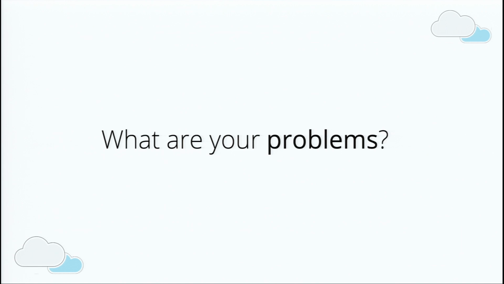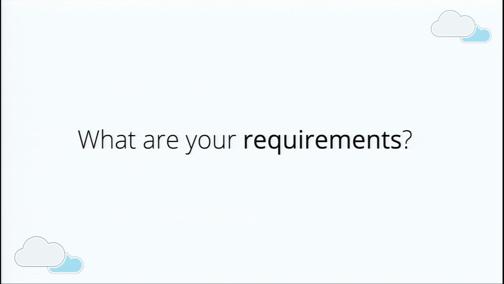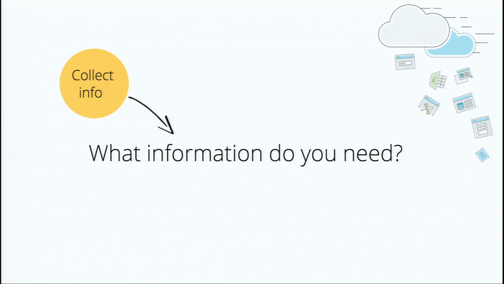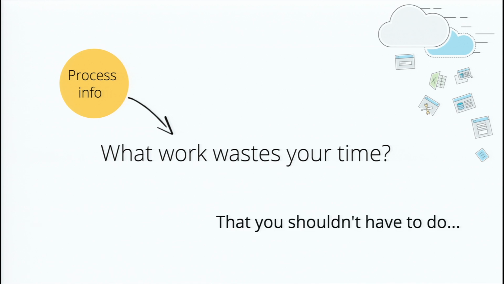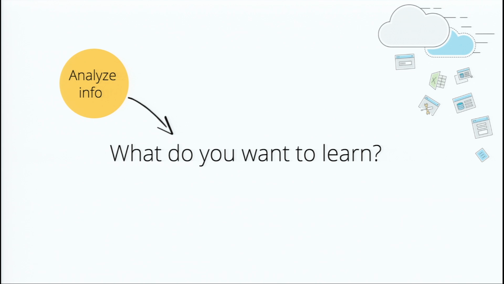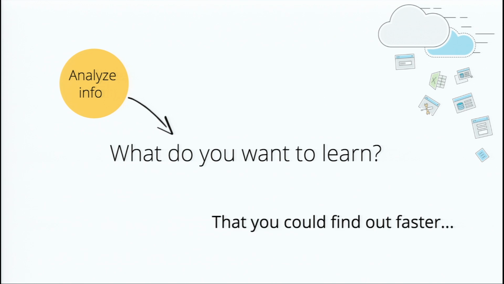So what you need to think about today is what the problems are in your business, and what are the requirements. Where is your app going to be used? Who is going to be using it? And ultimately, you can ask yourself 3 questions while you're planning an app to help you figure out what you're trying to do. So what information do you need that you're not getting? What work is a waste of time that you shouldn't have to do? And what do you want to learn from all this information? What insights are you trying to derive from it that you could find out faster, or maybe that you're not even finding out at all right now?